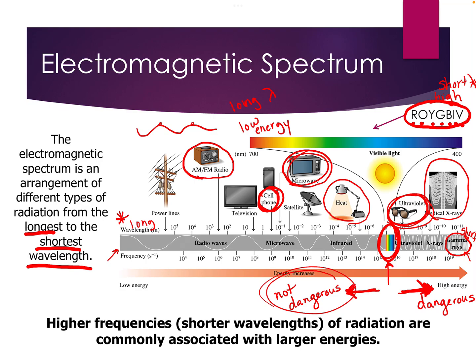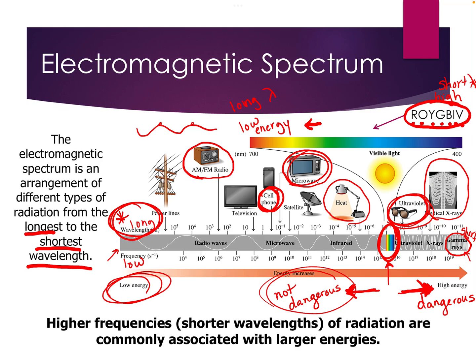So like I said, cell phones, microwaves, all that good stuff, you're totally fine. So the stuff over here, let's say on this side, these have very long wavelengths, which means they have a low frequency and they are low in energy, which is again why I told you that red has the longest wavelength and the lowest energy because it's on the left-hand side of this visible light.